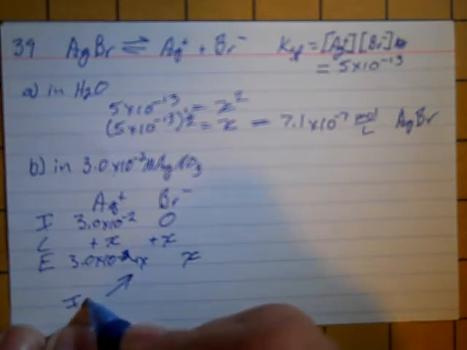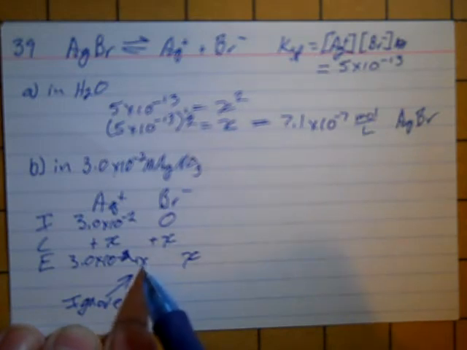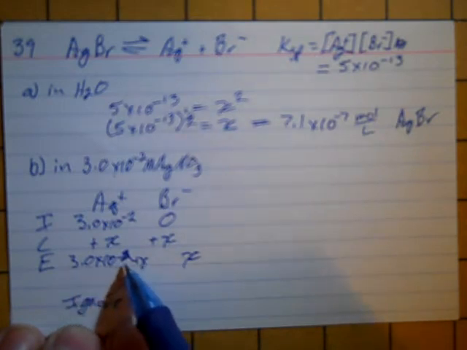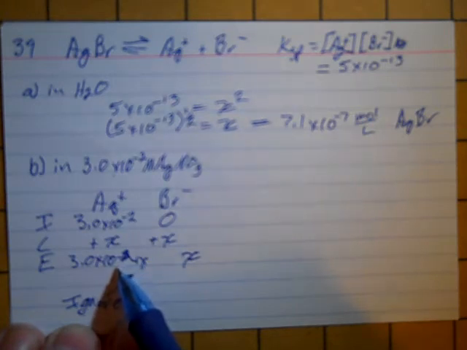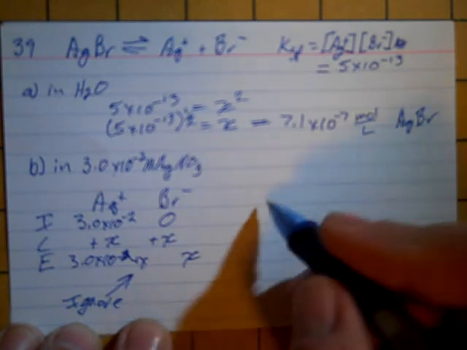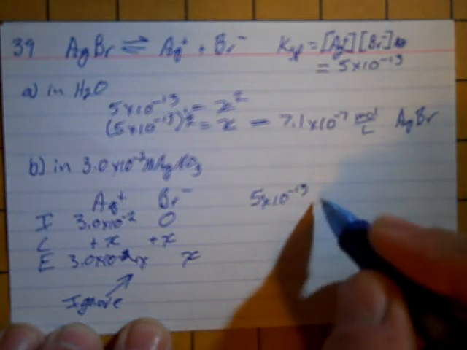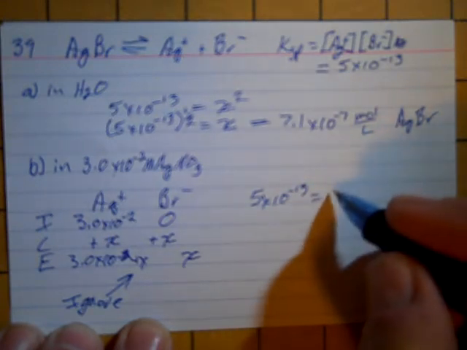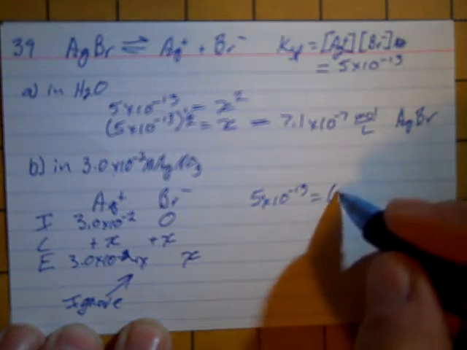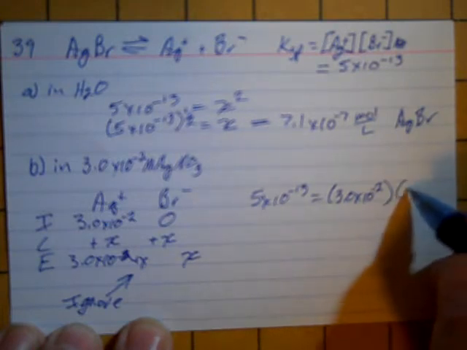And I get to ignore the tiny little bit of x that shows up. 3.0 times 10 to the minus 2 is much, much bigger than this x, so I can disregard it. Once I know these numbers, I can just put them into the equation. So we already know it's 5 times 10 to the minus 13, and that equals the concentration of silver, which is 3.0 times 10 to the minus 2, times x.